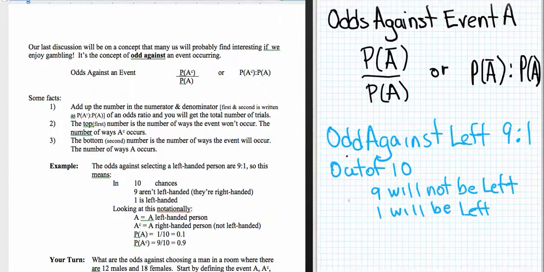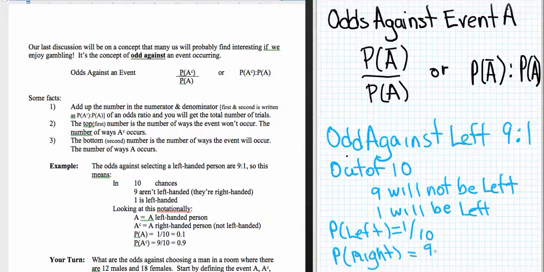And then we can put it back in terms of probabilities. So the probability of being left-handed, that is the 1 out of the 10. And the probability of not being left-handed, right? Probability of being right-handed as being not left-handed, that would be equal to 9 out of 10. And that's where we'll end for now.